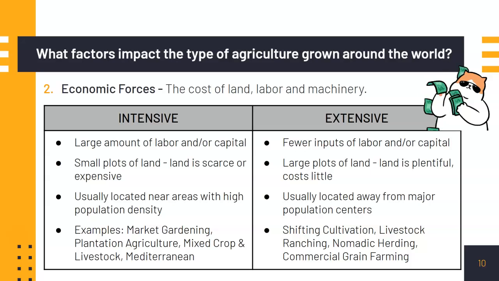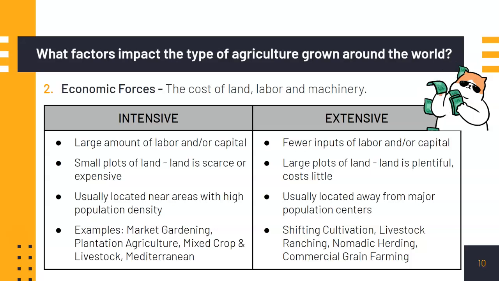Examples of extensive agricultural practices include shifting cultivation, where farmers clear small patches of forest, grow crops for a few years, and then move to a new area to allow the soil to recover; livestock ranching, which involves raising large herds of cattle, sheep, or other animals on expansive grazing lands; nomadic herding, where people move their animals seasonally in search of pasture and water; and commercial grain farming, which focuses on producing large quantities of grains like wheat or corn for sale in global markets, often using highly mechanized methods.